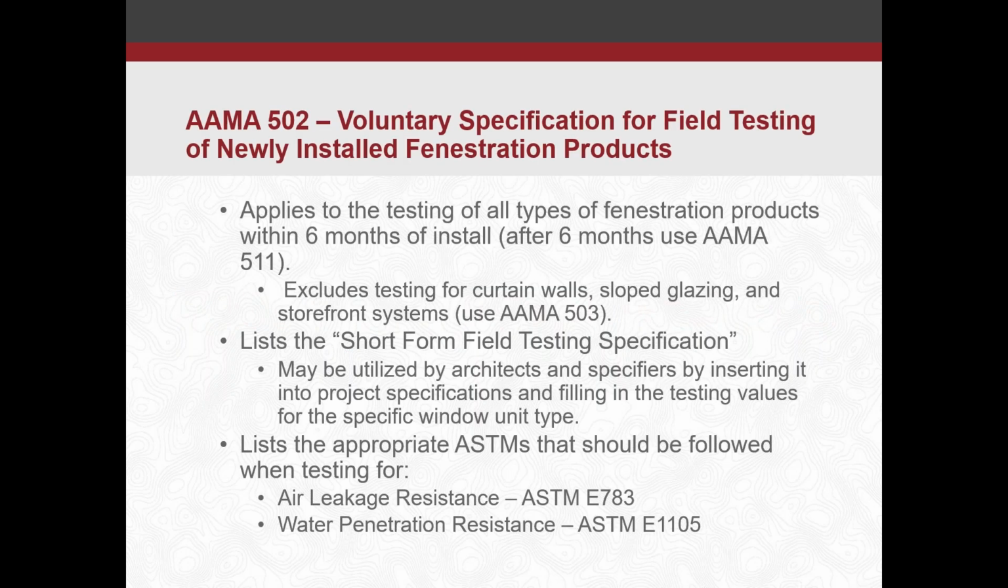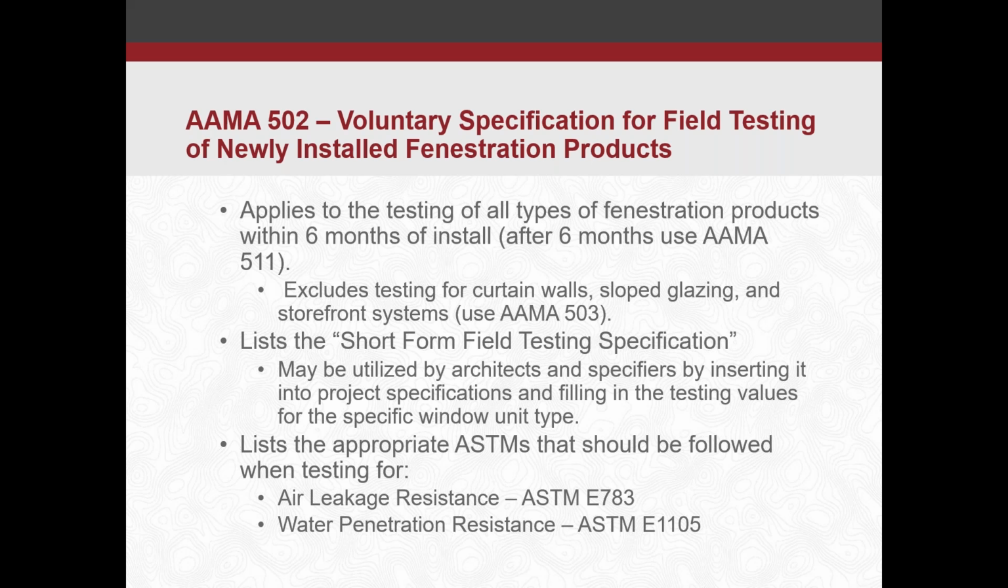Okay, the first one we're going to discuss is AAMA 502, Voluntary Specification for Field Testing of Newly Installed Fenestration Products. So this applies to testing of all types of products within 6 months of install only. After 6 months, you'd have to use AAMA 511. It excludes testing for curtain walls, slope glazing, and storefront systems. That would be AAMA 503, which we'll discuss shortly.